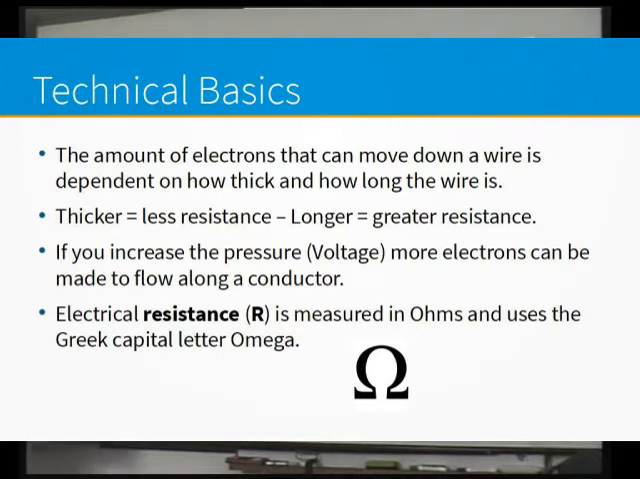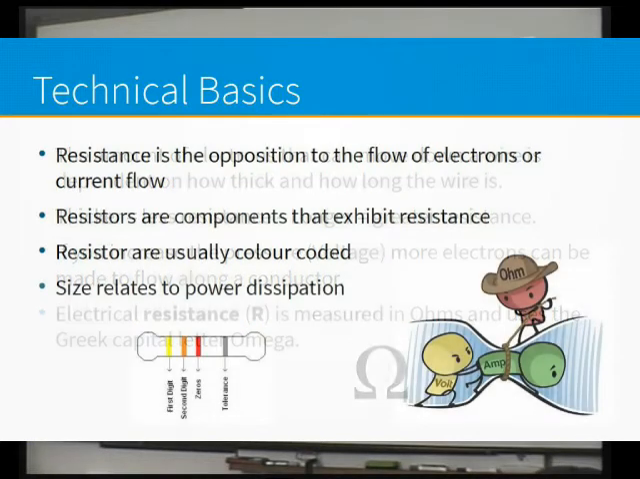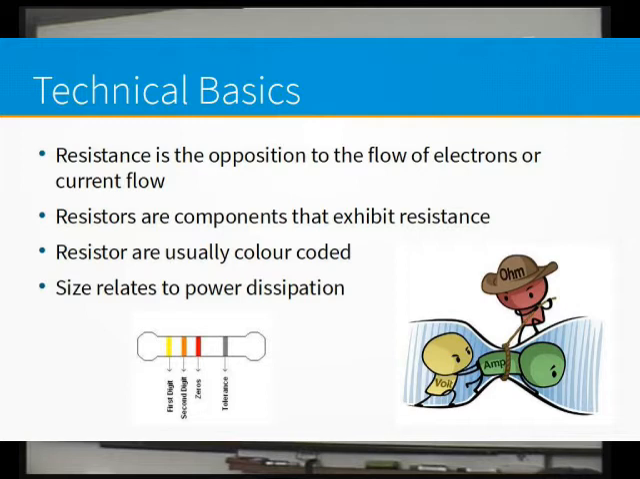The actual symbol for it is the omega symbol, the Greek omega symbol. And resistance is defined as the opposition to that flow of electrons, or that current flow, down a particular conductor. Resistors in electronic circuits exhibit resistance of a certain value, and they're colour-coded. You don't need to know the colour code as a foundation licensee. If you go to standard and advanced, you do need to know the colour code.